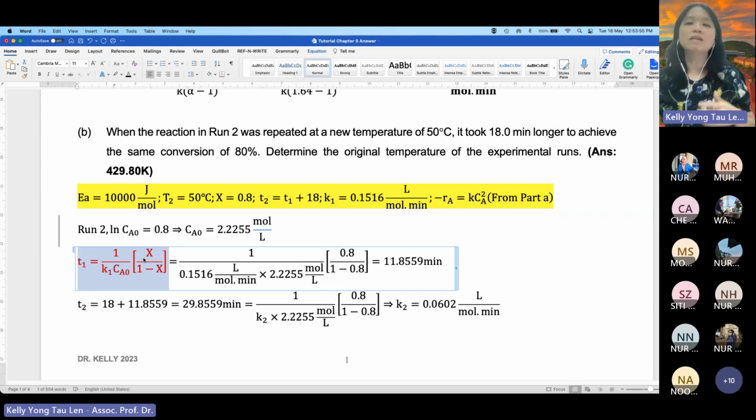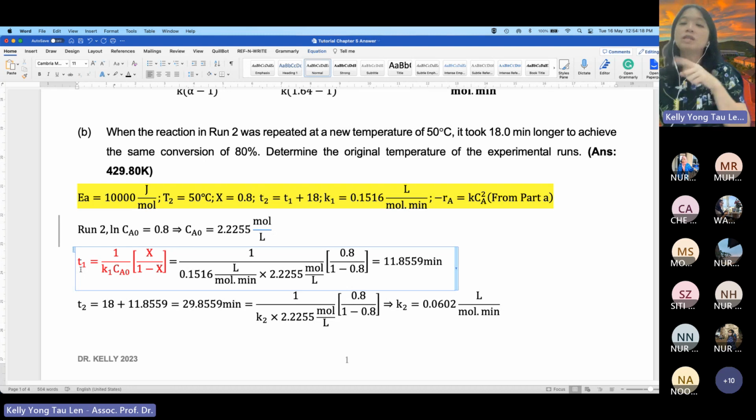Okay, ini adalah contoh di mana soalan chapter 5, but you still have to come back and look at chapter 4 punya design equation. So this equation is given to you. So what can we do with this equation adalah, saya cari dulu masa tindak balas saya pada suhu yang lama. Okay, so that means I find first reaction time at my old temperature.